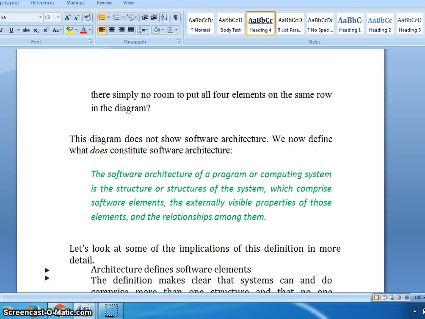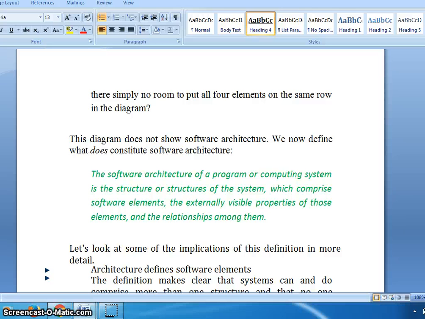The definition or the meaning is like this: the software architecture of a program or a computing system is a structure or structures of the system. Means architecture of a program may be multiple units or a single unit which comprises the software elements, also the externally visible properties of those elements and the relationship among them.